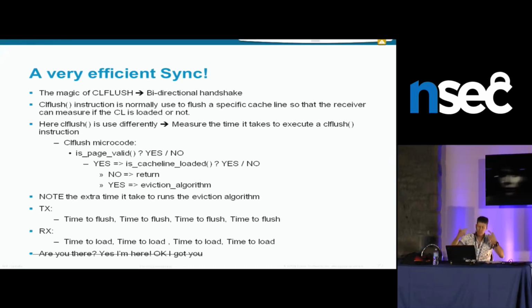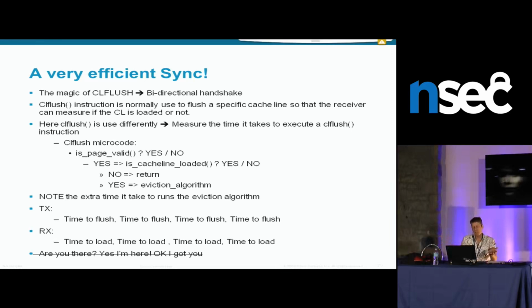And then if you think about the microcode, this is just pure speculation here, but it works with the model. The microcode of the CL flush instruction, probably the first thing it does is, oh, is this page valid? Yes or no? Yes, it is valid. All right, next thing, is this cache line loaded or not? Yes or no? Well, no, return right away. That's the fast path. Yes, run the eviction algorithm. That's the slow path, okay?